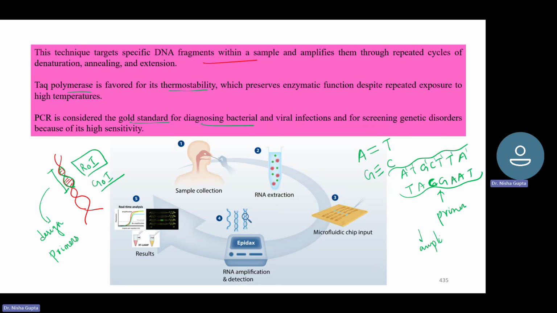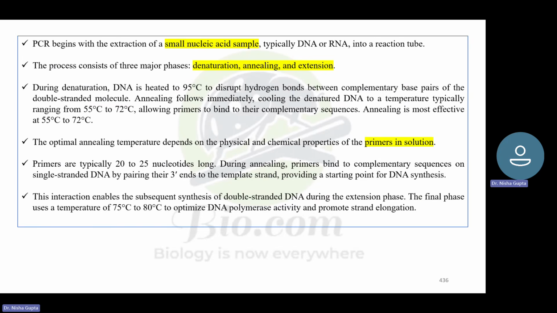So now next part, I will now let you know the most theoretical part of this like PCR. So PCR always begins with the extraction of small nucleic acid sample that is acting as your target, right? Target or sample sequence. ठीक है जहां पे प्राइमर बाइंड करेगा so it can be a DNA, it can be RNA into a reaction tube. That reaction tube is placed in an instrument known as thermal cycler. That instrument is known as a thermal cycler.